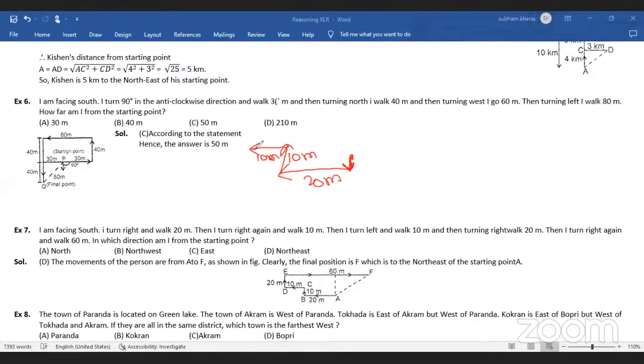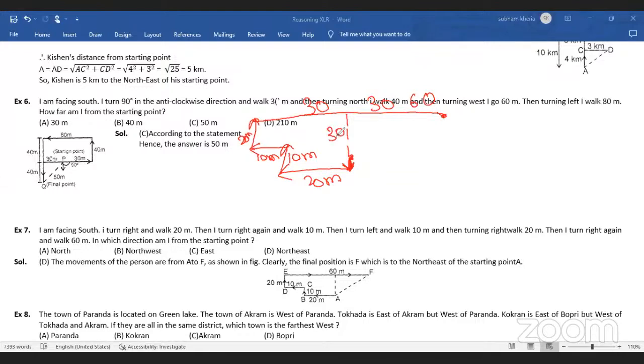Okay. Then I turn right again. That means again up, and again 20 meters. Then I turn right again and walk 60 meters. This is 60. अब ध्यान से, अगर this is 60, and from here we can see this is 10, this is 20. If I draw a perpendicular line, I can say this was 30. And this is the remaining 30, and this is 10 and this is 20.